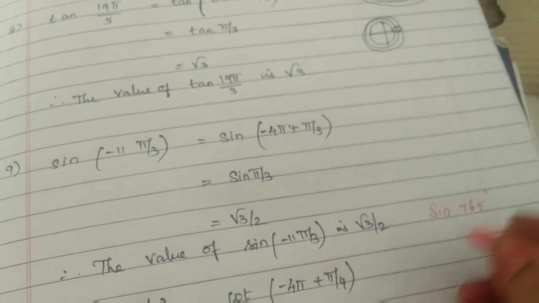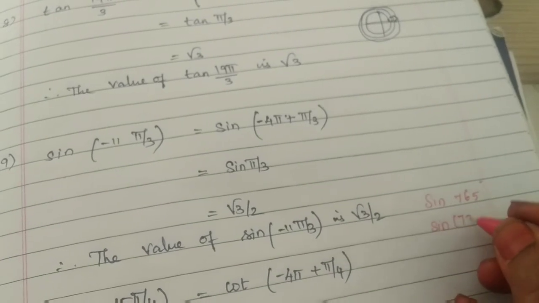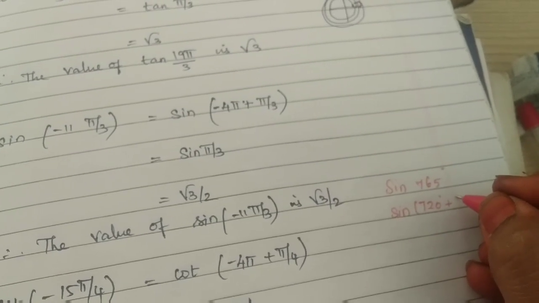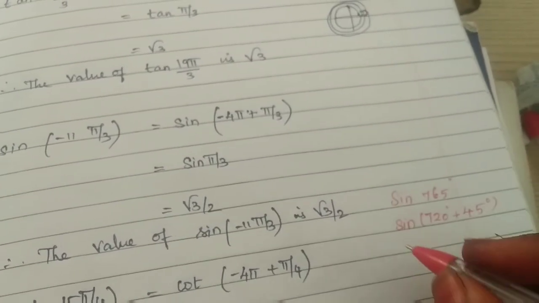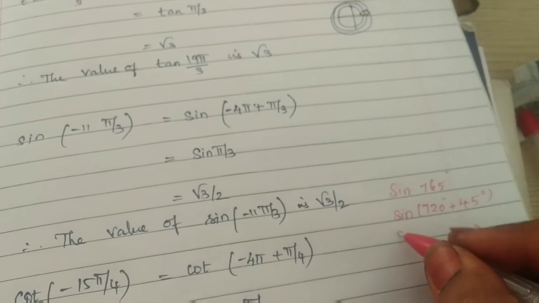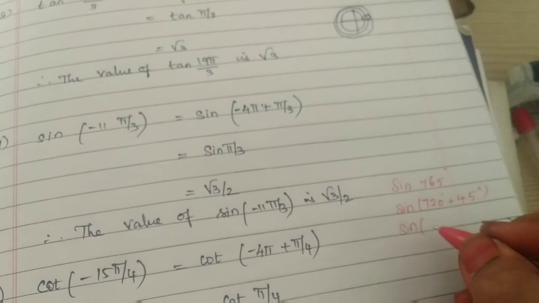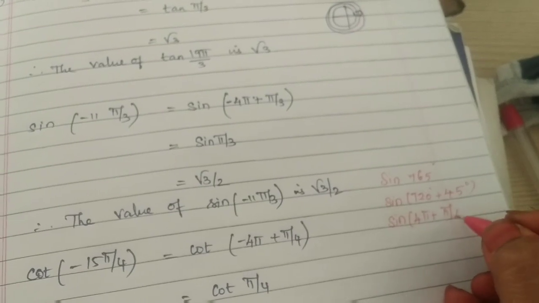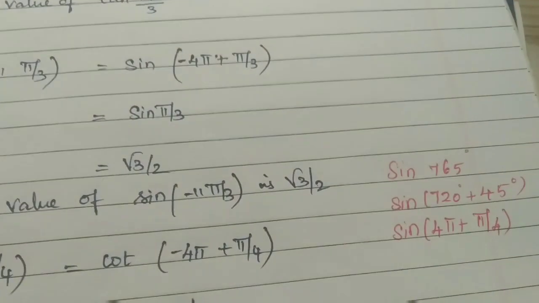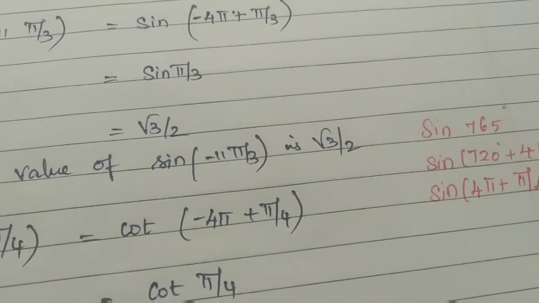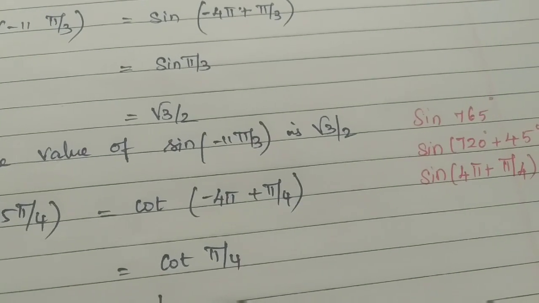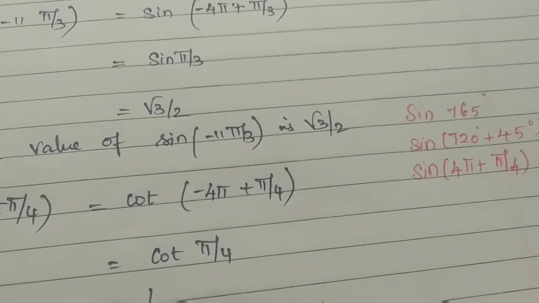Sin 765 degrees can be written as sin of 720 degrees plus 45 degrees. Yes, it is 765 degrees. Now, 720 can be written as 4 pi, and 45 degrees is pi by 4. I am writing in terms of pi. 360 is 2 pi, therefore 360 into 2 is 720, and 2 pi into 2 is 4 pi.